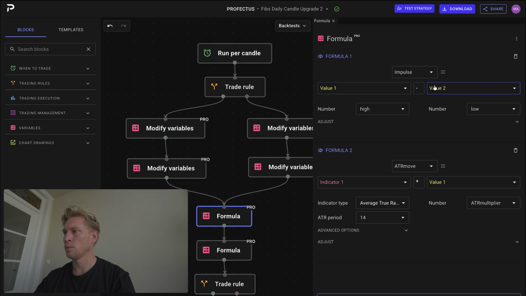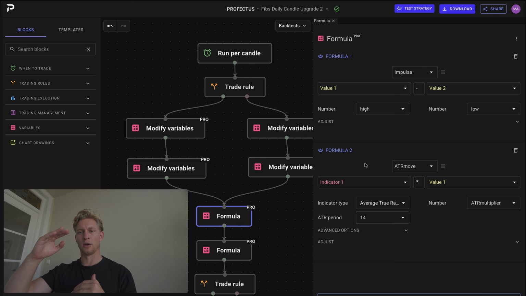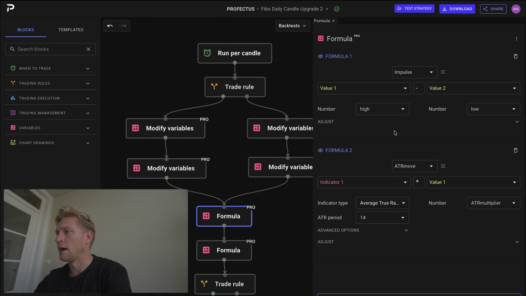We're gonna take the high, we do it minus the low. Why? Because then we have the distance between the high and the low and how big the move is. Is it a small move or a big move, you know? That is so important to do, and we call that an impulse. And then the ATR move, we want to measure the volatility of the markets. So the average true range is a good indicator to do so.